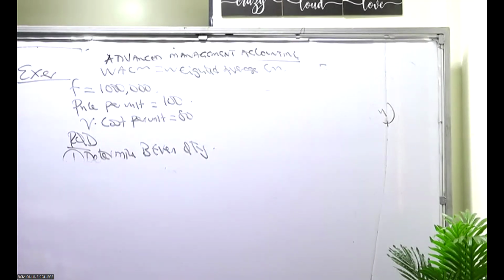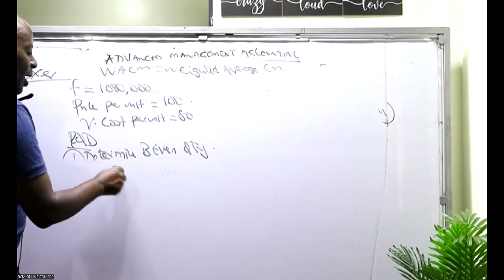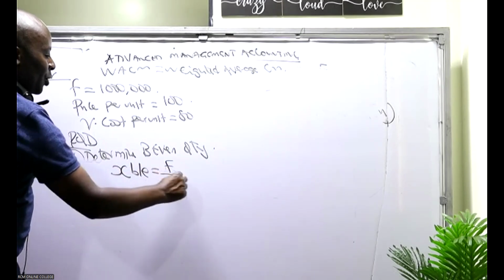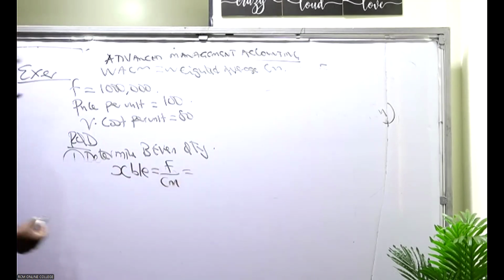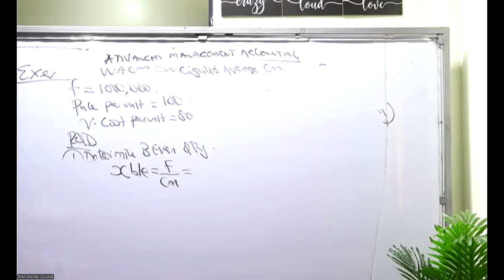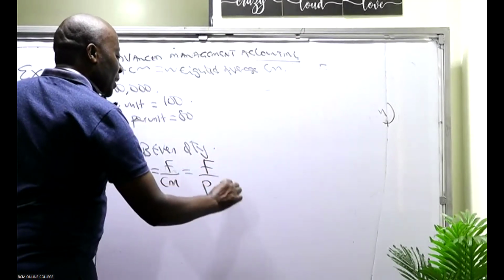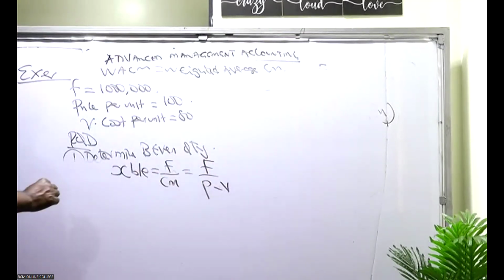You shall be able to get this break-even quantity by applying our formula: X break even is fixed costs over contribution margin. And remember how we normally get contribution margin: selling price minus variable cost. Anytime they want us to give them contribution margin, we take selling price minus variable cost.